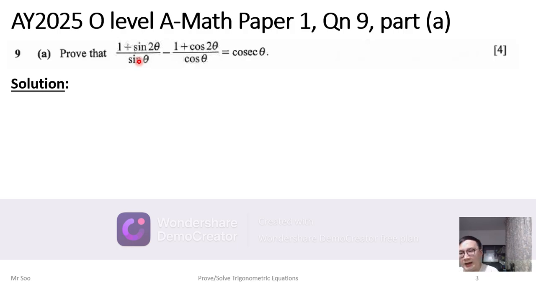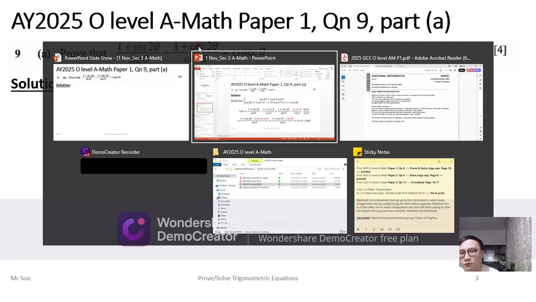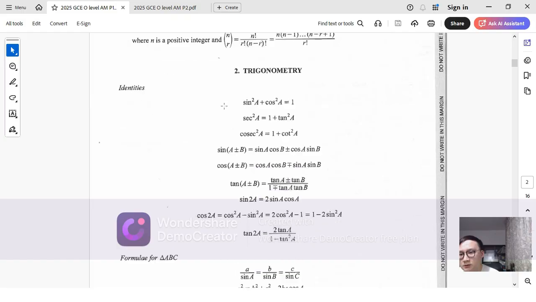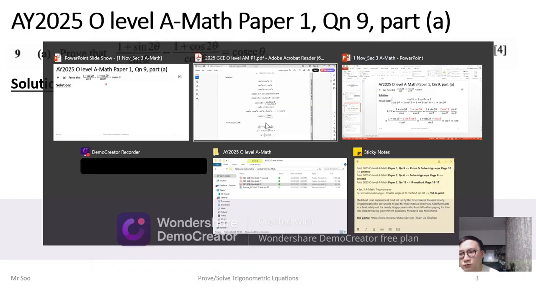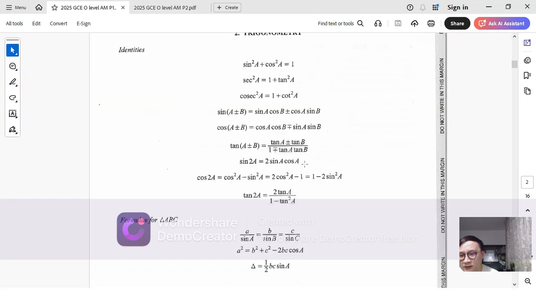If you observe the left hand side, actually we have a double angle identity sitting in the numerator, for this part and this part. For this part, sine 2 theta. For this part, cosine 2 theta. So we have a double angle identity. If you refer back to your formula sheet, the last three parts of your trigo identity, you see that sine 2 theta, or sine 2A, is actually 2 sine theta cos theta.